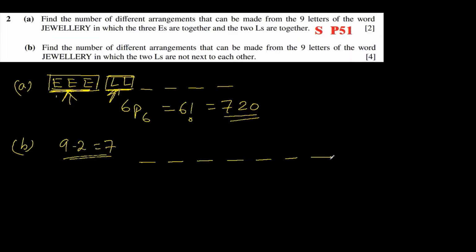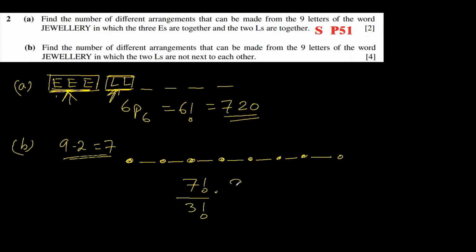We'll just see how these 7 can be arranged first. So 7 places, 7 alphabets, 7 factorial, right? But since E's are exactly identical, they will not change the arrangement. We have to divide it by 3 factorial. Now let's talk about the L's which are not to be together. So we will draw some circles in between these where these L's can take place so that they are never next to each other. So there are 7 alphabets, we have 8 spaces around them. If you count these circles, there are 8.